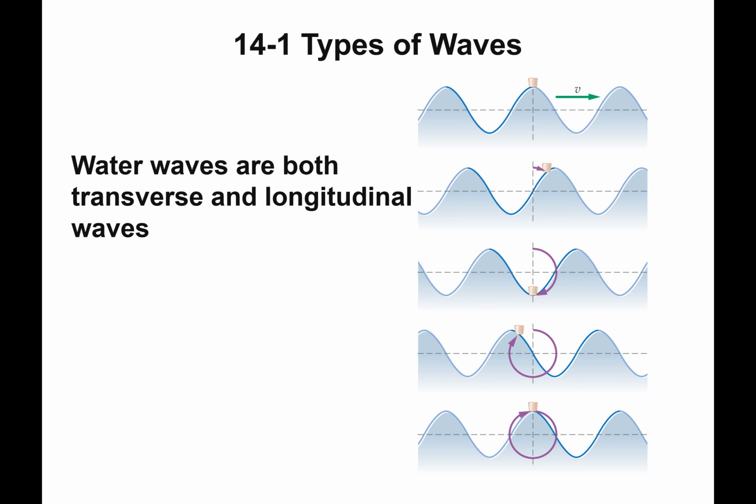In a water wave, I can see I have like a little cup here at the top. This cup actually goes from the top to the bottom. So it means it's moving up and down while the wave is moving this way. So in that case, it's a transverse wave. It's also a longitudinal wave because I can see this cup is moving side to side. So it's got both pieces.